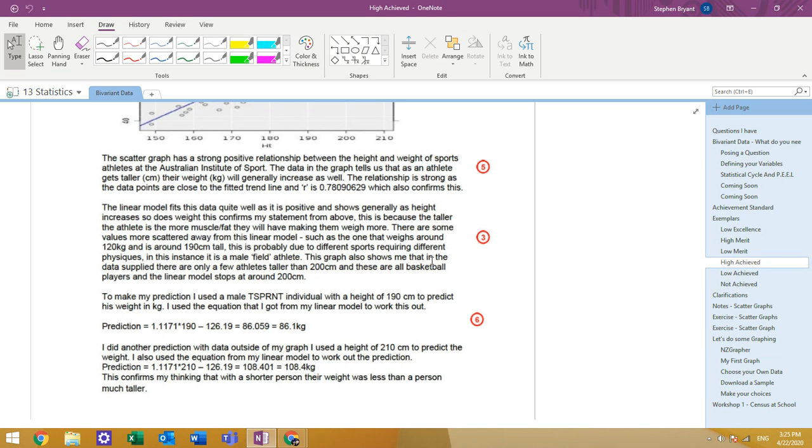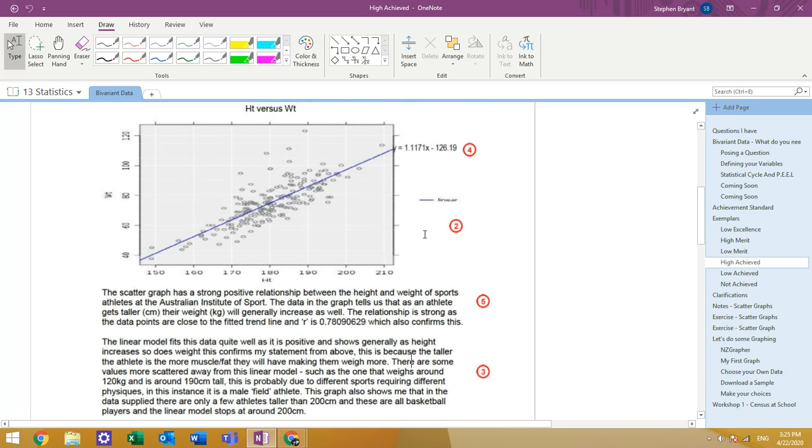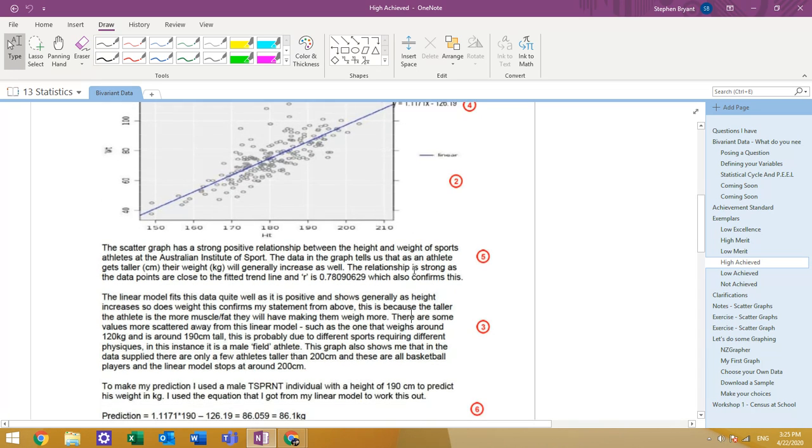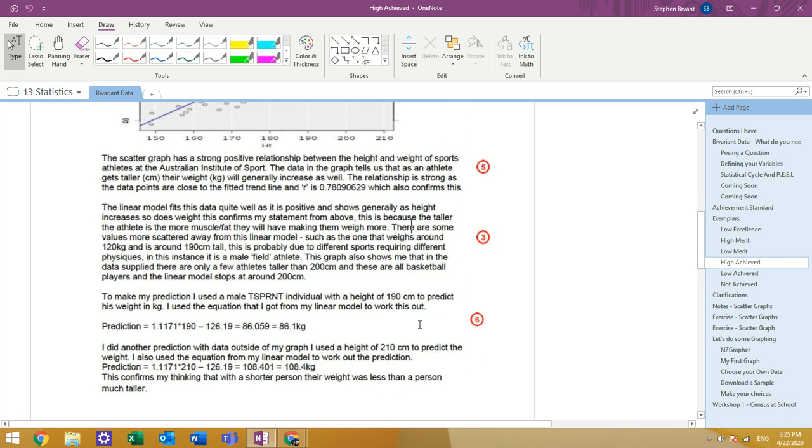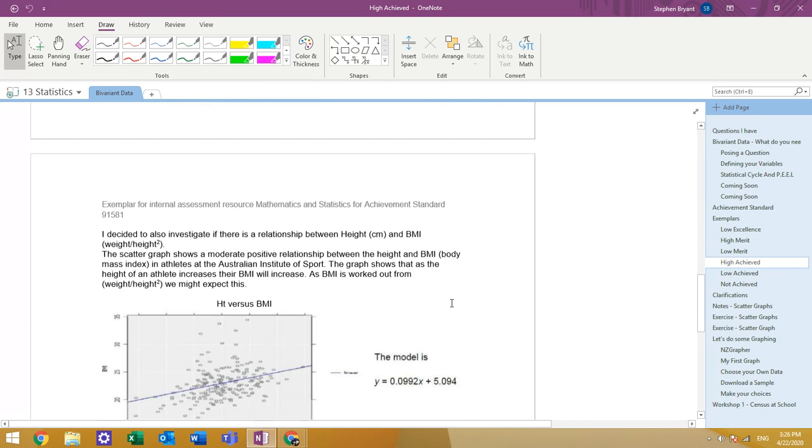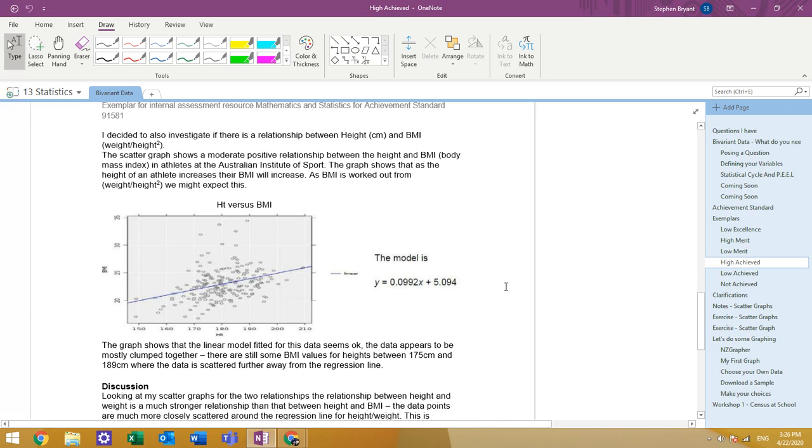Somebody who's 200 centimeters tall should be around this particular weight. We can even use our model to make a prediction. So we've got these numbers here, 1.1171x minus 126. So we take their height, times it by 1.1, and then take away 126 to give us our weight. So they've taken the person's height, 190 centimeters, gone through the formula and predicted that their weight should be 86 kilograms. So we carry on looking at some things.